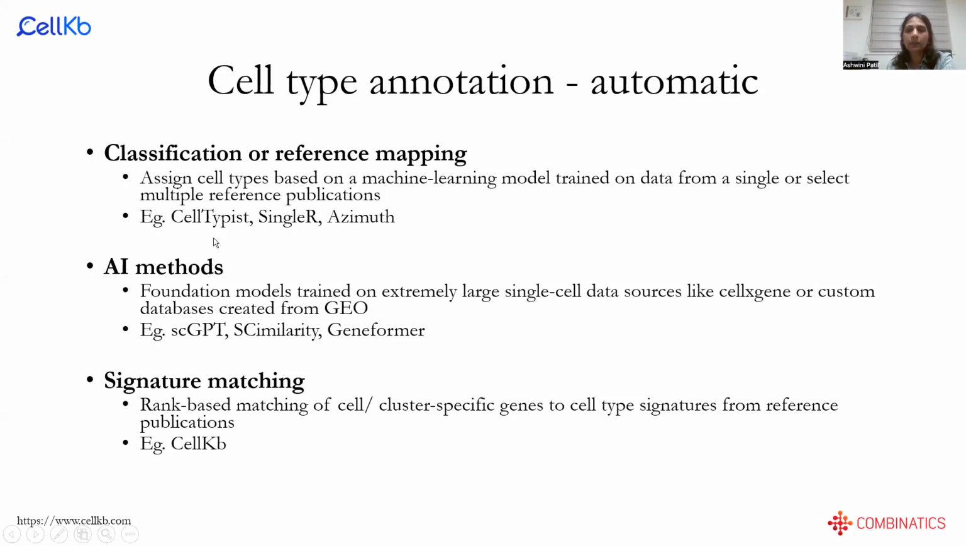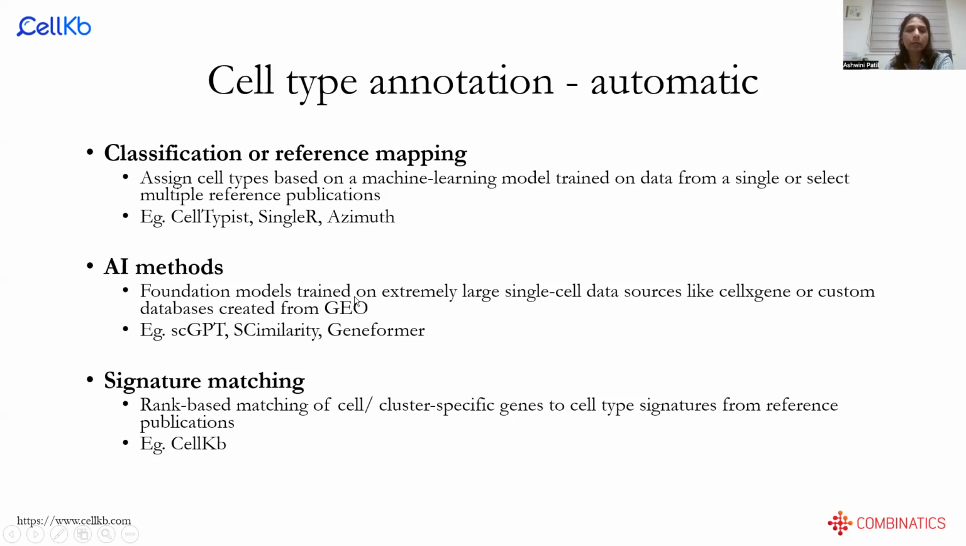Some of the very popular methods are CellTypist, which you can run in Python along with the ScanPy pipeline, SingleR, which you can run in R, and Azimuth, I think it runs in R. So you have a lot of these methods and they already have some pre-trained models that you can call and use, and they are quite fast. The only issue with these methods is that the models are not updated and the references are not comprehensive enough. Okay? The newer methods are AI methods, which are based on foundation models.